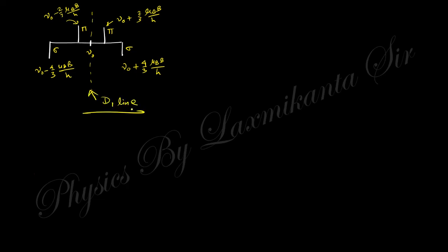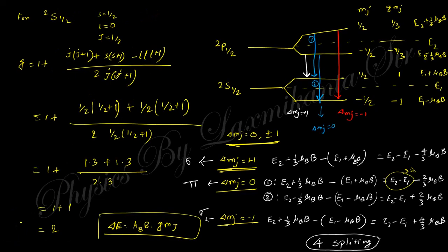I think it is clear about the splitting of the D1 line into 4 components. 2 are the pi components, 2 are the sigma components, and their frequencies will be like that. If you take this as the frequency of the D1 line, the 4 components' frequencies will be like that. Clear? I think clear. If there is any doubt, you must comment in the comment box.